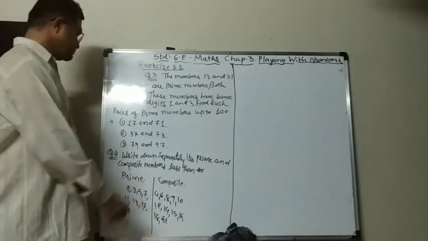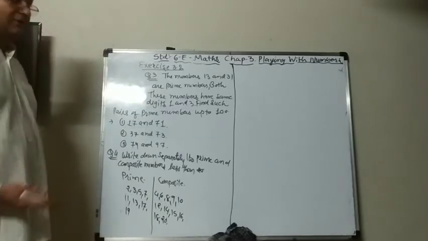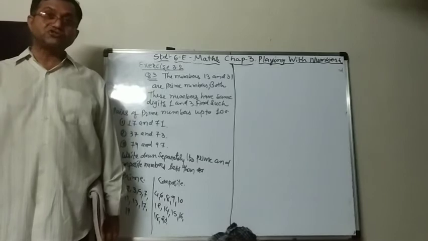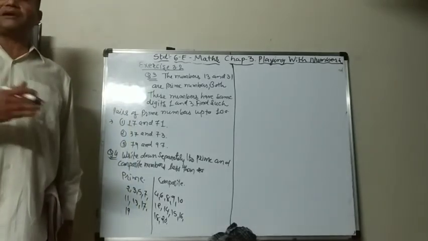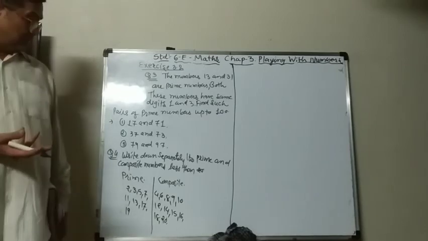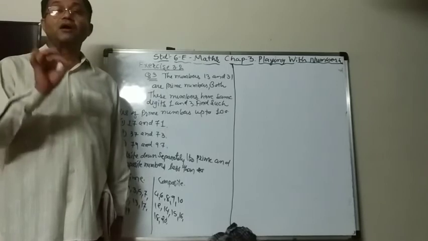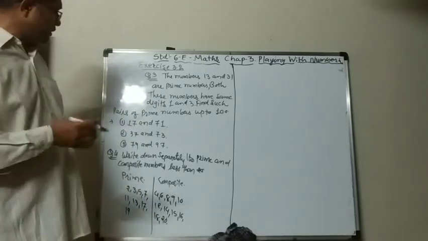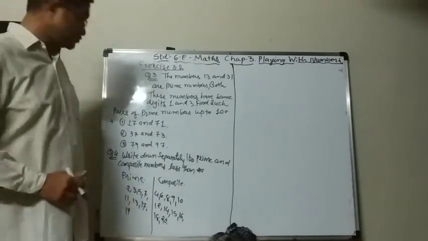So these are the numbers from 1 to 20, less than 20. But we forgot about 1. 1 is also less than 20. Where can I put it here? 1 does not have any place here. Why? Because it is neither prime nor a composite number. So we cannot put it here. So it must take rest.